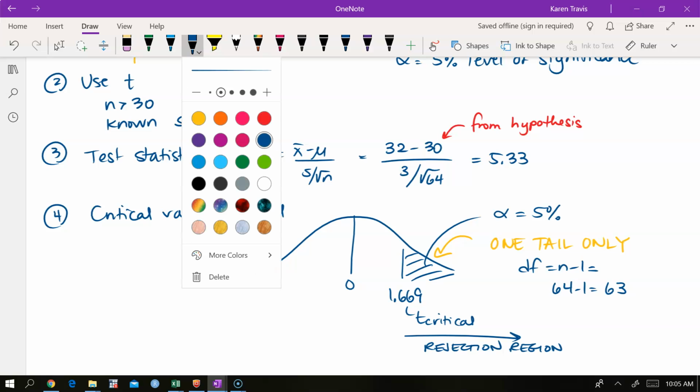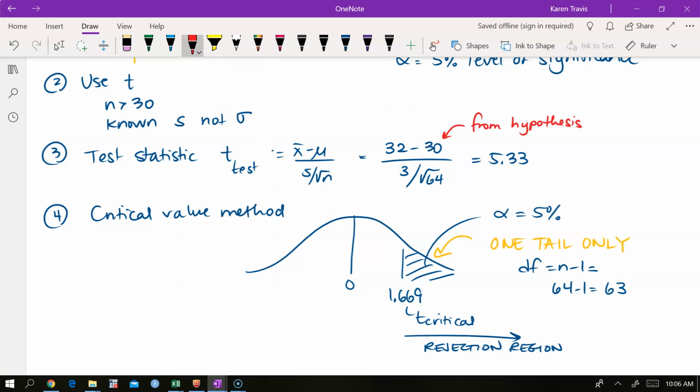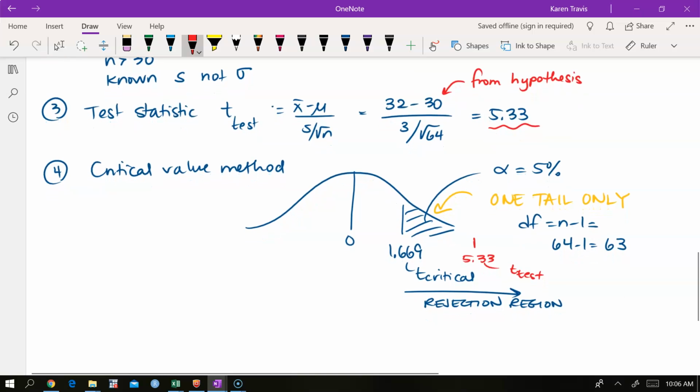Now we can see here that our t-test was huge. 5.33 is way into the rejection region. So with such a huge value, we probably wouldn't have even needed to use the table if we realized that critical values are generally, with a large sample, never going to be above around a 3. It's only when you get into small samples that it becomes larger numbers. So we're well into the rejection region.